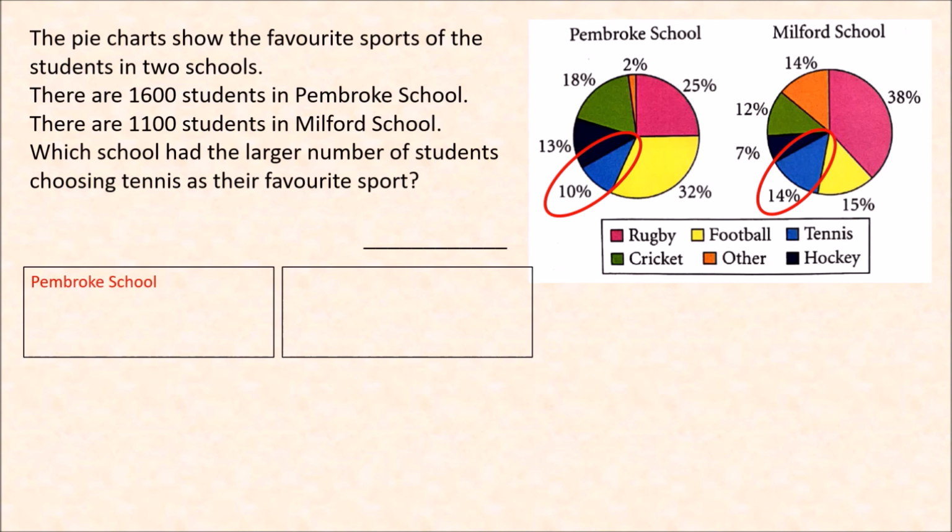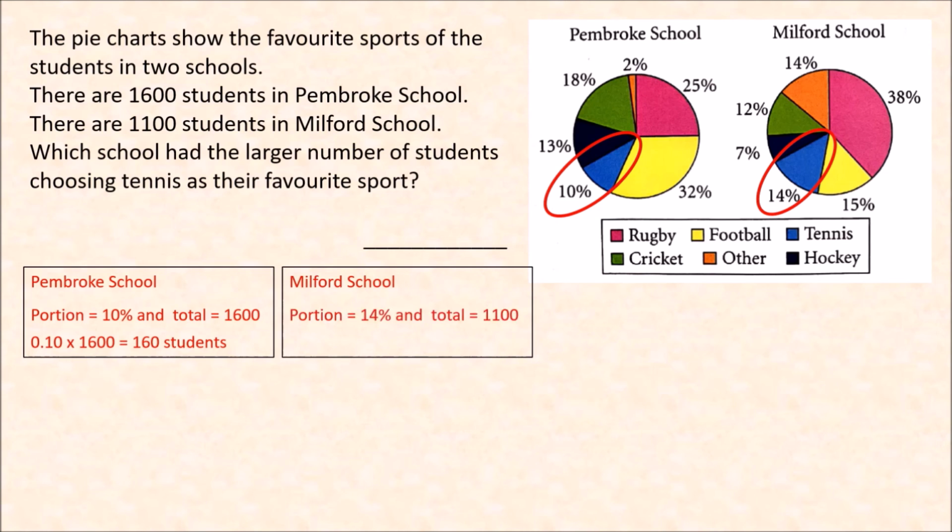So, the proportion in Pembroke School is 10% with a total of 1,600 students. So 10% of 1,600 students is 0.10 times 1,600, or 160 students. In Milford School, the portion is 14% of the total 1,100 students. So you multiply 0.14 times 1,100, and you get 154 students. So, which is the larger number of students? That will be in Pembroke School.